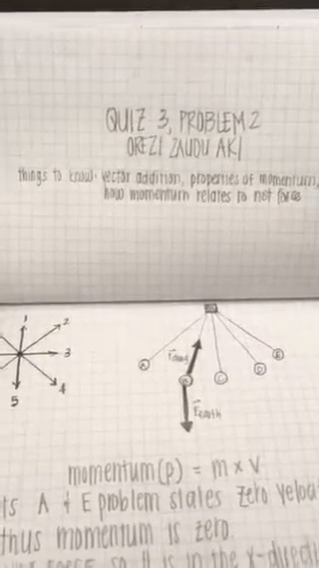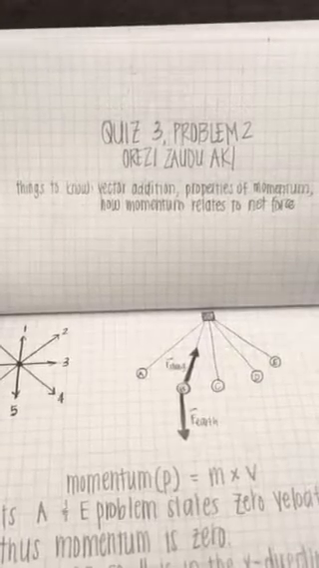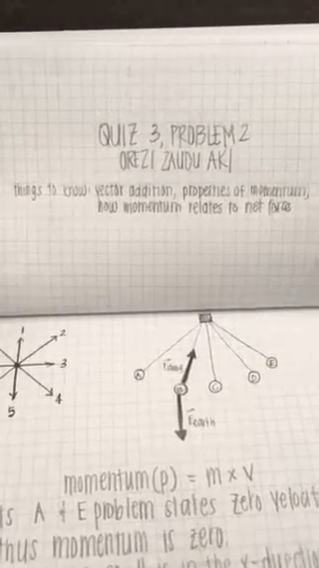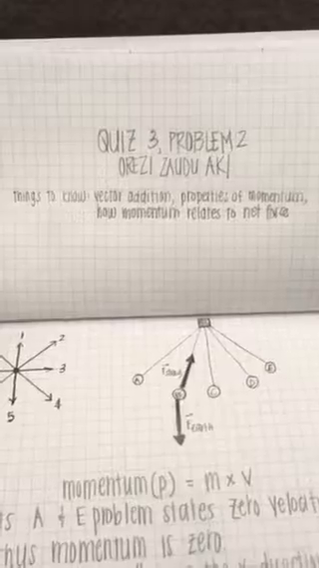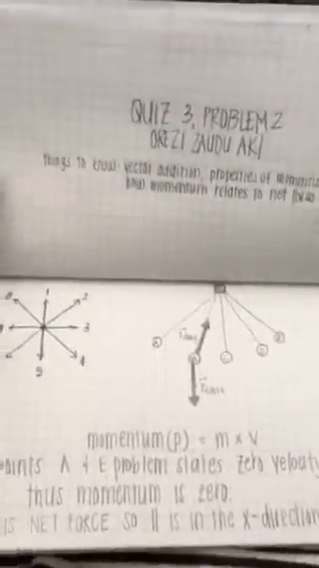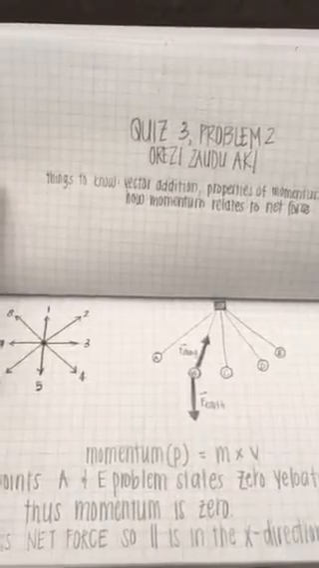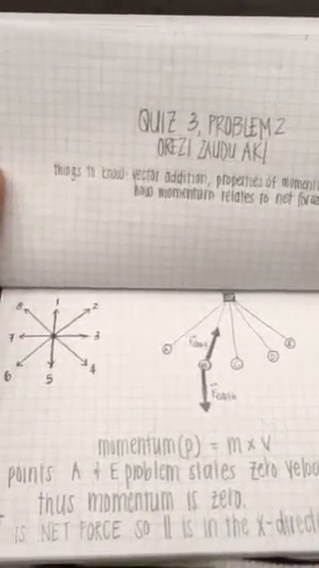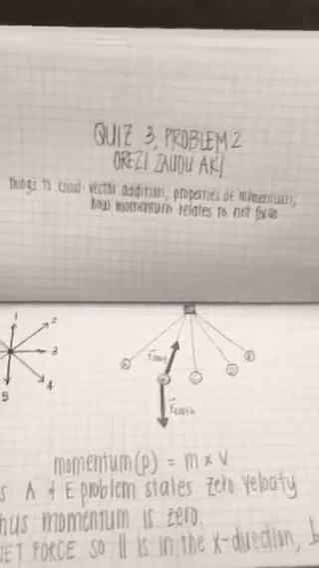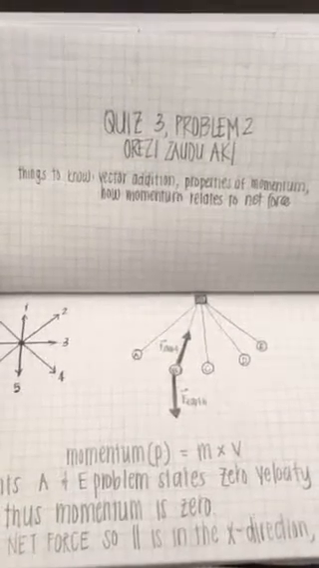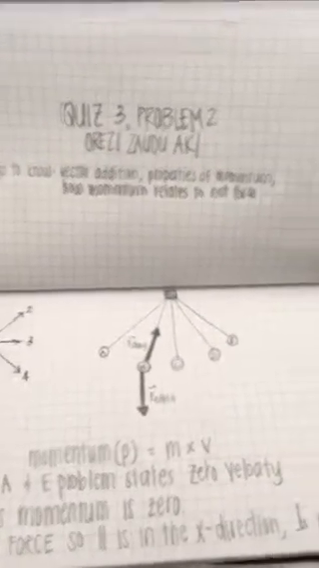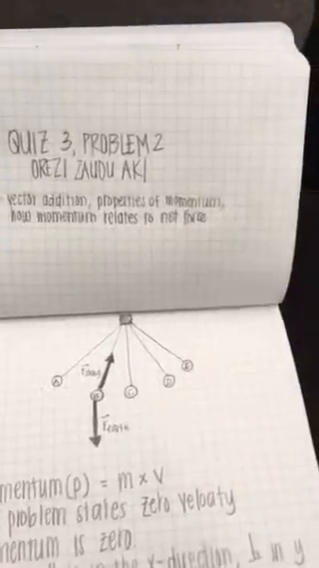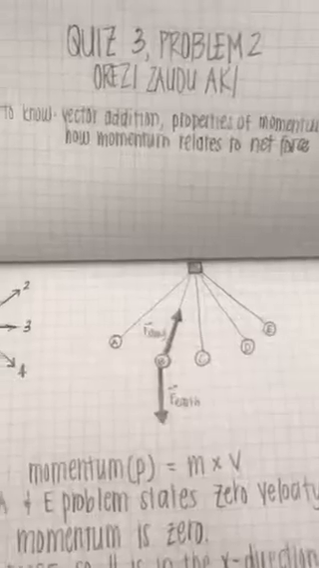So for quiz 3 problem 2, the student needed to know vector addition, the properties of momentum, and how momentum relates to net force. Before I began the problem, I started to think about what I needed to know based on what the problem was asking me for. So the first thing I thought about is momentum, P, is equal to mass times velocity. And then I thought about what that actually meant in relation to the problem.